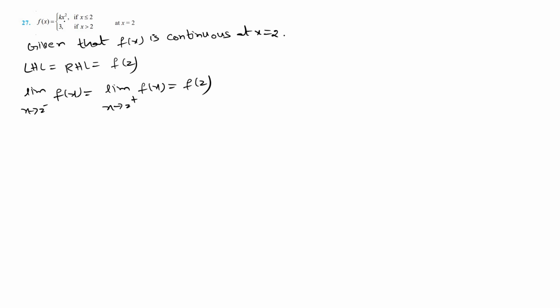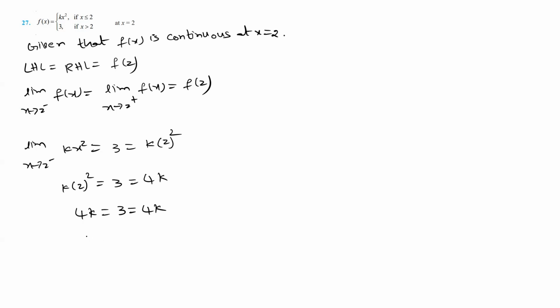So 2 minus means less than 2, we will take the kx square function. Limit x tends to 2 minus, for less than 2 the function is kx square, is equal to, for 2 plus we take 3, which is equal to f of 2, that is k into 2 square. If you substitute 2 here, k into 2 square is equal to 3, is equal to 4k. So 4k is equal to 3. Take any two values, so 4k is equal to 3. So k is equal to 3 by 4 is the answer here.